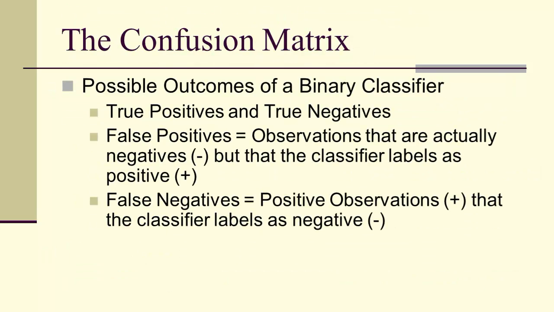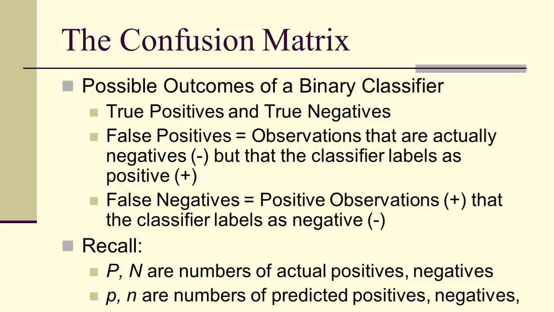We're going to start with the confusion matrix. The confusion matrix is based on the idea that there are 4 possible outcomes of a binary classifier: true positives and true negatives, false positives, observations that are actually negative but the classifier said they're positive, and false negatives, positive observations that the classifier labels as negative.